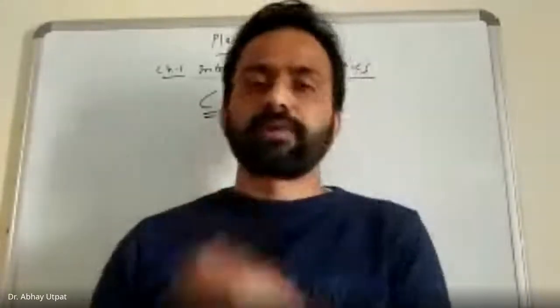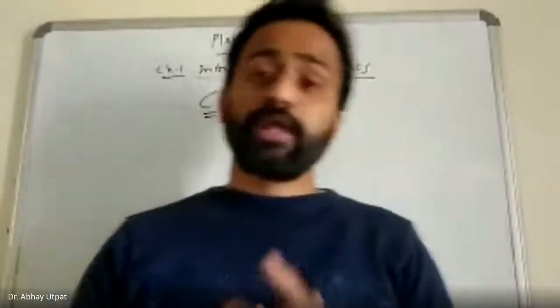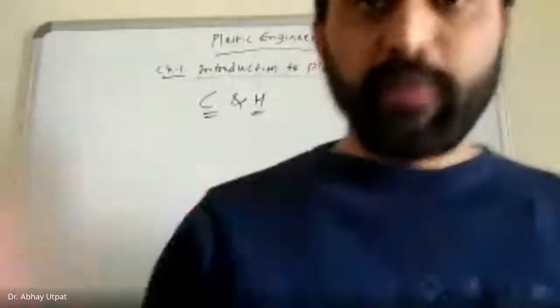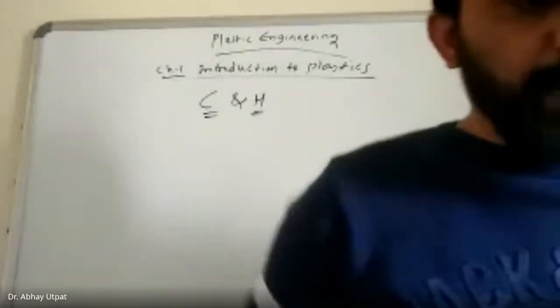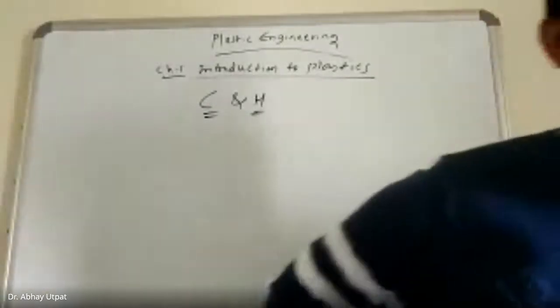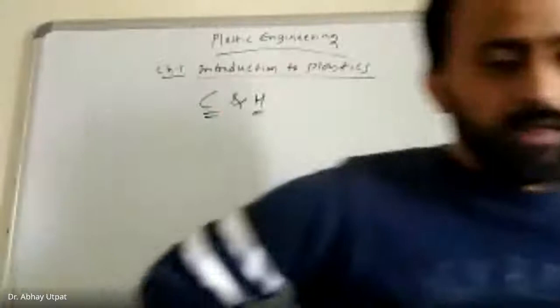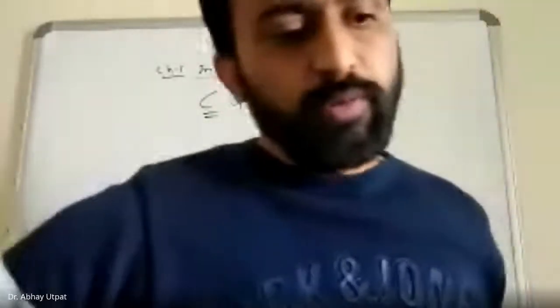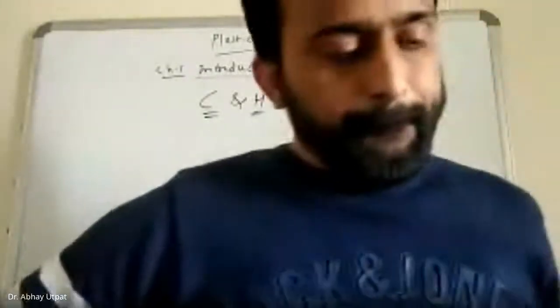So basically, plastic material belongs to the organic material. So you can write down the definition. Definition of plastic: a material belonging to the family of organic material, full stop.